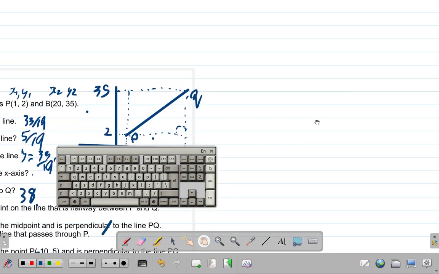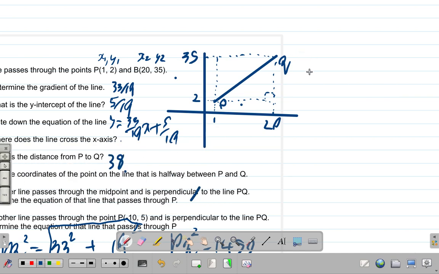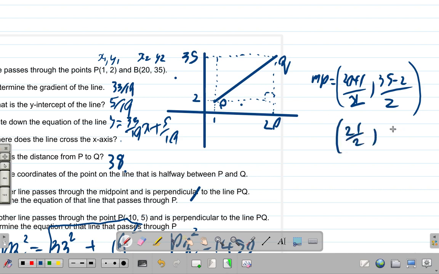So here we're looking at the midpoint. The midpoint is really the average of the x and y values. So here now, what we say is the midpoint equals the value of x, 20 plus 1 divided by 2, comma, the value of y, 35 minus 2 divided by 2. So you divide by 2 because you're looking at the midpoint. So 20 plus 1 is 21. 21 divided by 2, comma, 35 minus 2 equals 33, 33 divided by 2. So those would be your midpoint. Alright.